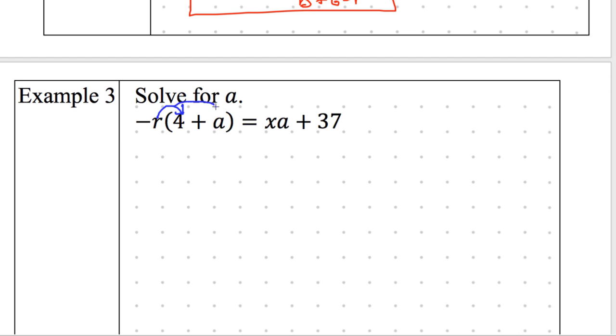Distribute the negative r. So what should I have on the left hand side? Minus AR, there it is. You could have said AR or RA, both of those would have been correct. Good job, Jose. And then the right-hand side stays the same, XA plus 37. We distributed the negative R. Make sure you're distributing the negative with the R.